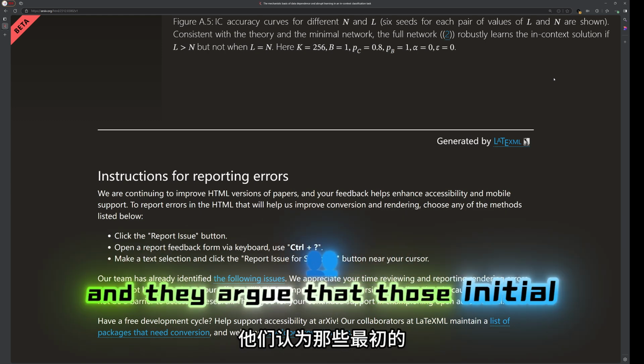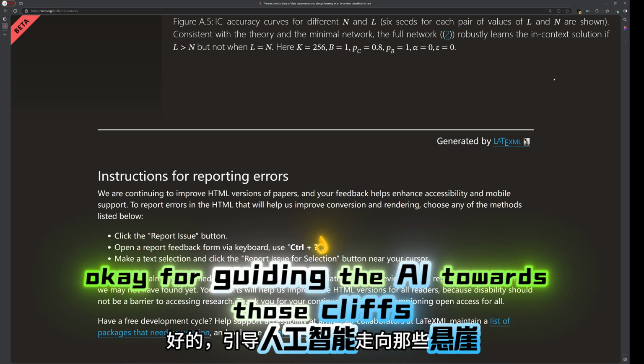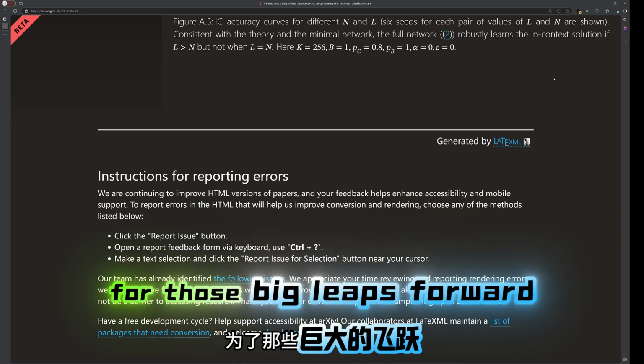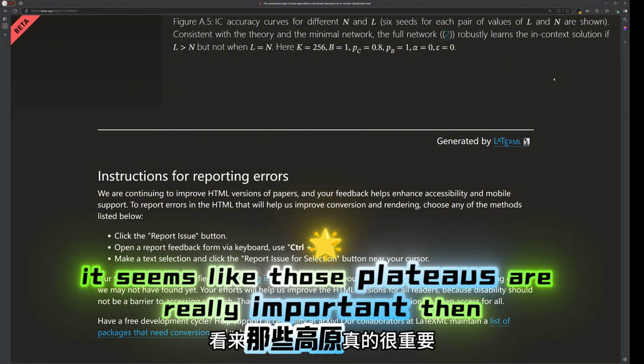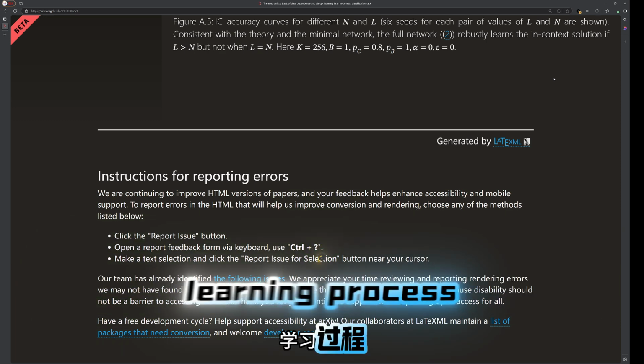And they argue that those initial slow learning phases might actually be essential for guiding the AI towards those cliffs. Interesting. So those plateaus are actually providing the momentum for those big leaps forward. It seems like those plateaus are really important then. Yeah, they're not just wasted time, they're actually a crucial part of the learning process.